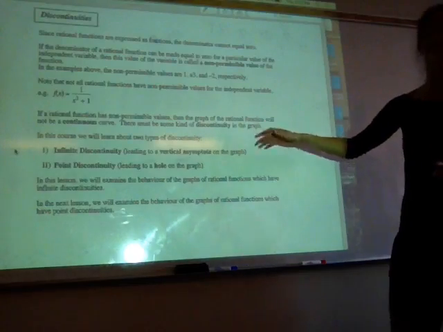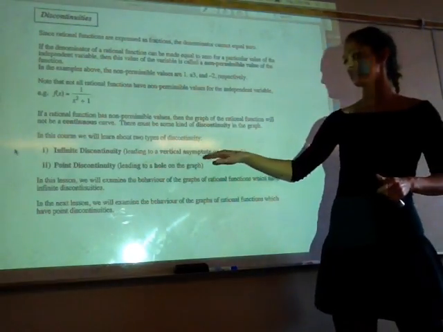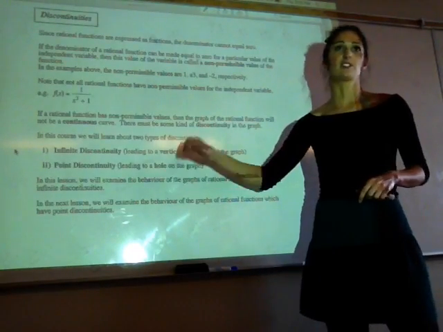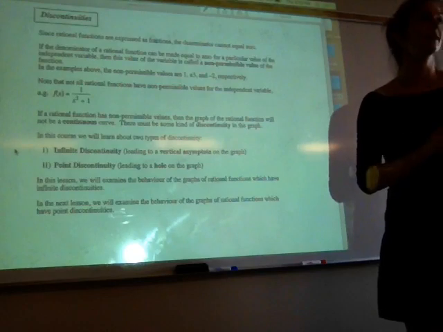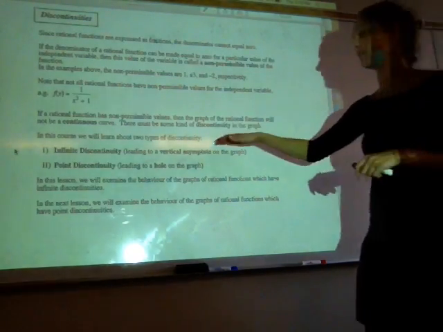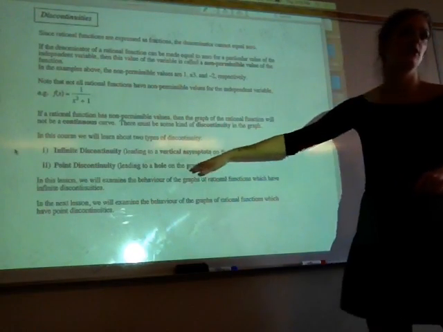With discontinuities, there's two of them. There's an infinite discontinuity, and that's leading us to a vertical asymptote. Or we have points of discontinuity, which is just like a hole in the graph or a point that's missing from the graph. We're going to look at vertical and horizontal asymptotes in this lesson, and the next lesson will be on points of discontinuity.